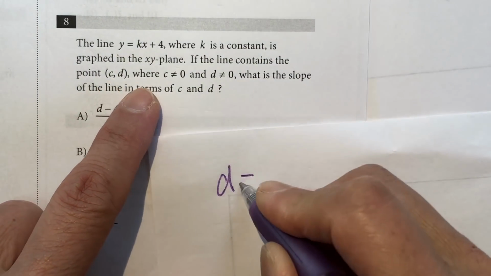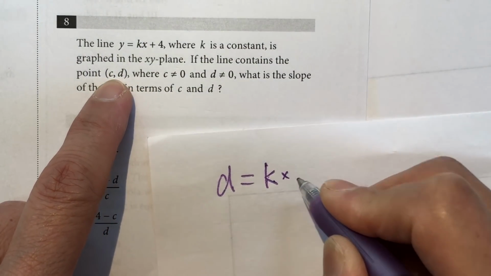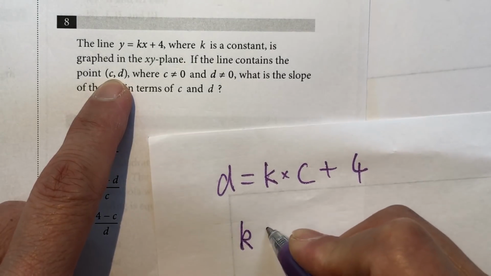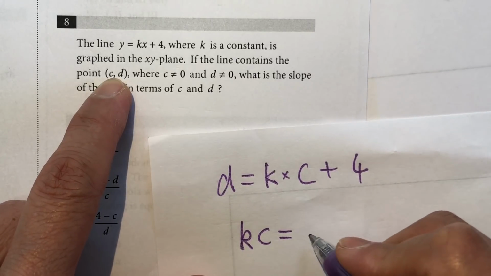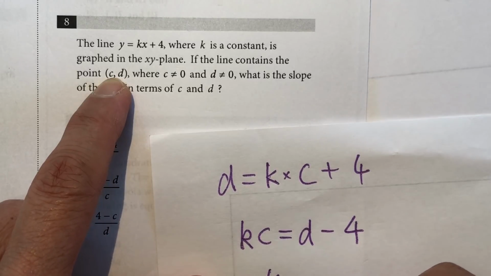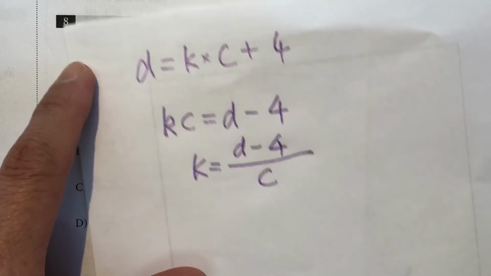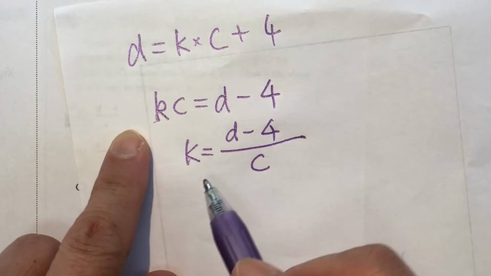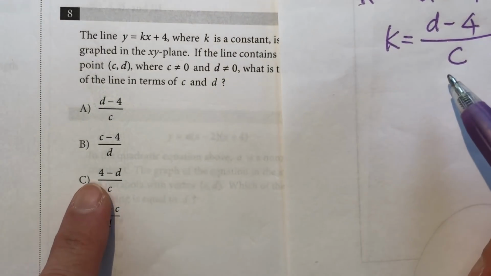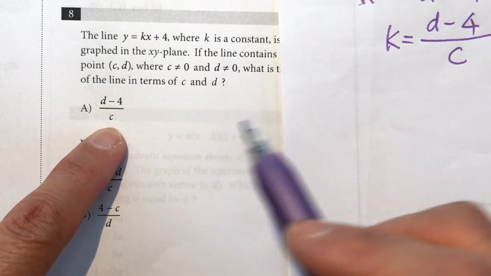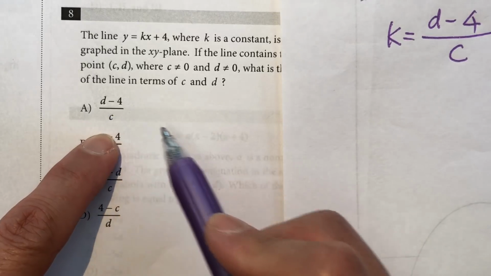So d equal k times c plus 4. So kc equal to d minus 4. And k equal d minus 4 over c. Divided by c, divided by c. So we get it. What is this one? d minus 4 divided by c. So the answer is A.